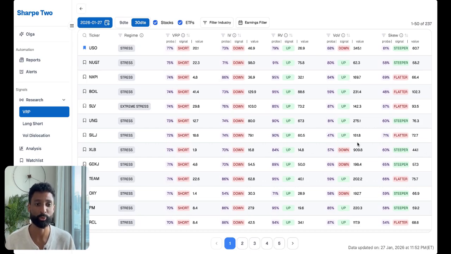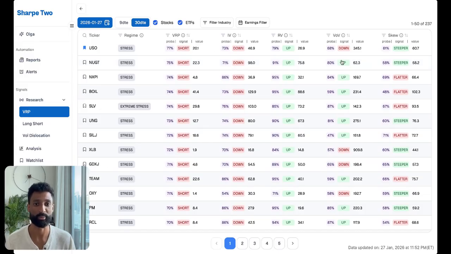Once again, this helps you structure your trades. We tend to be delta neutral, but sometimes when the skew is extremely steep, maybe you just want to sell the put side, or maybe you want to sell a little bit more on the put side. Ultimately, this helps you decide which side you want to be. Do you want to be short options and do you want to be long options?